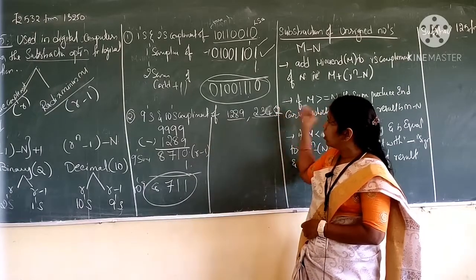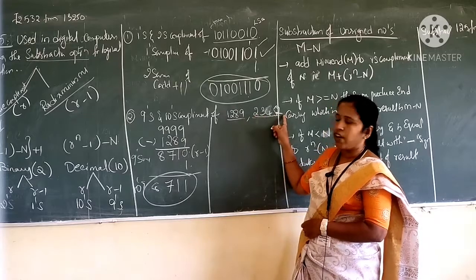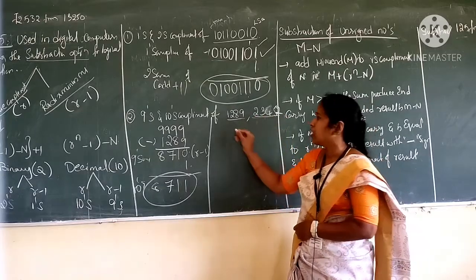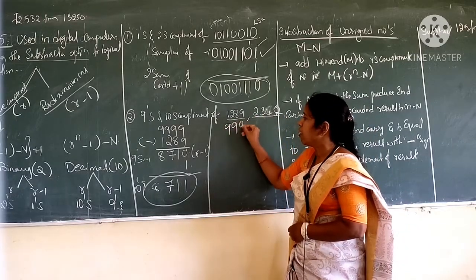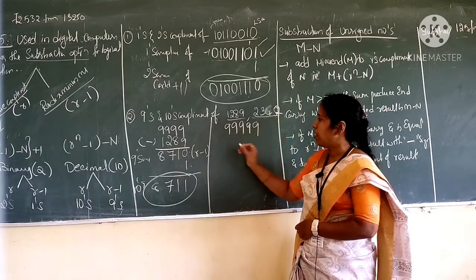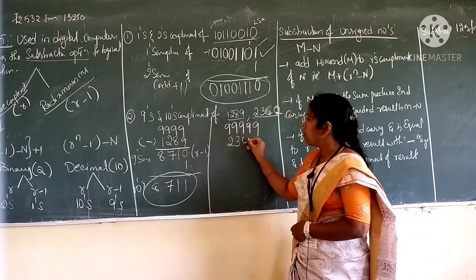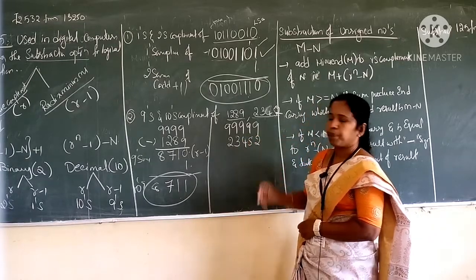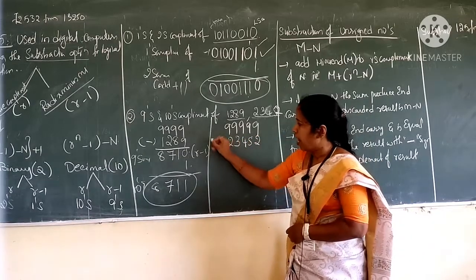Here I will take one more digit, that is 2. 2, 3, 4, 5, 2. So, how many digits are there? 5 digits. So, how many 9's will you take here? 5 9's. Right? Subtracting. So, I have to subtract this, 2, 3, 4, 5, 2. Right? Subtraction I have to do.